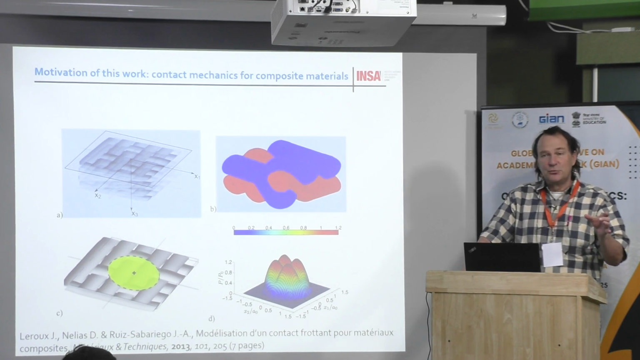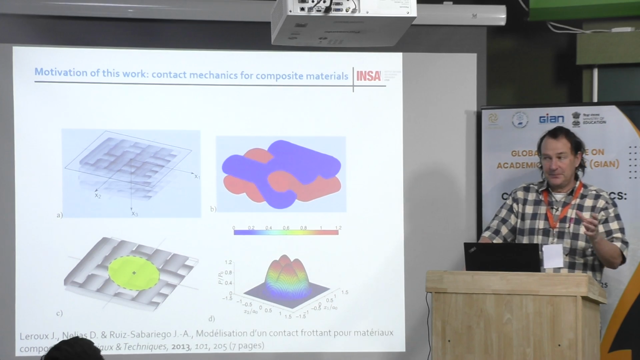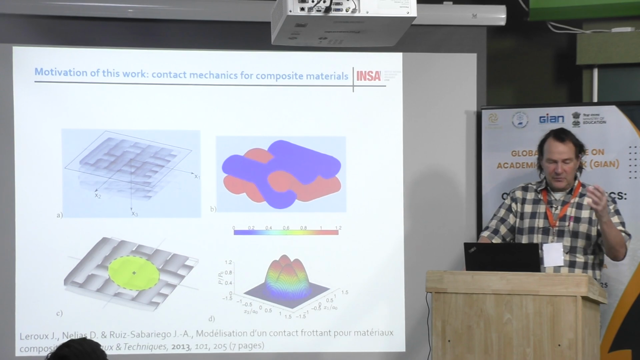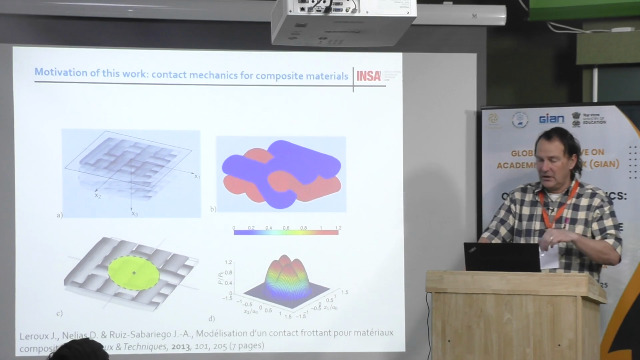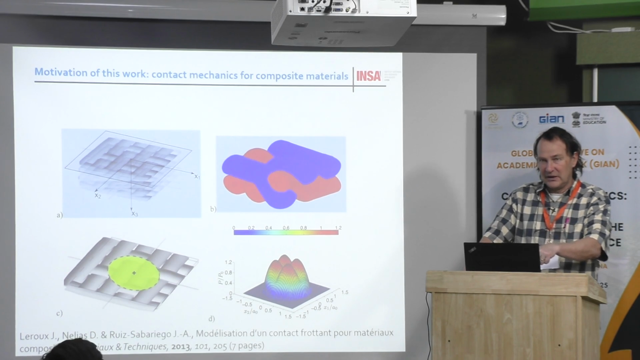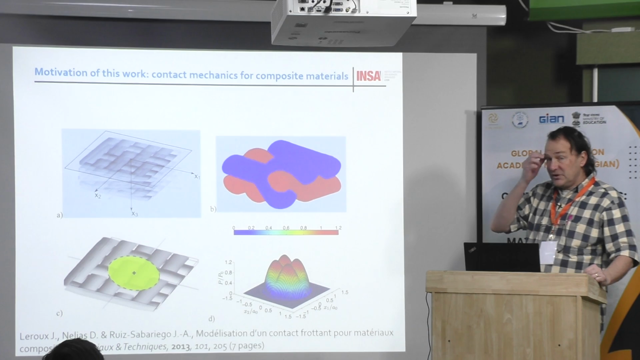Even if you have a composite material with a polymeric matrix, or a carbon matrix, it's possible to wear a steel material. Okay, we did some experiments about that. I think this is not in the slides today, but this is possible. Then, just the motivation of the work.